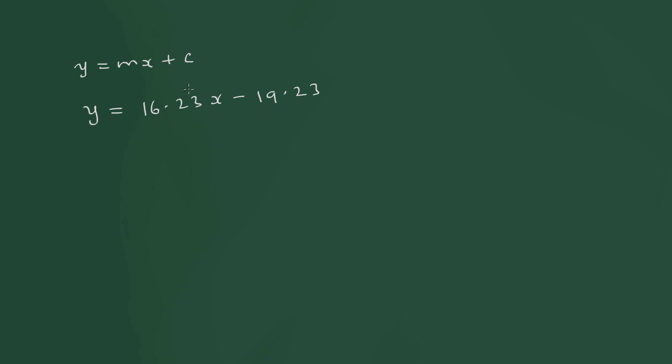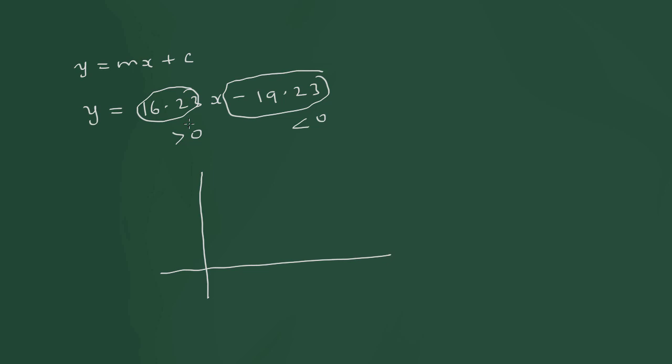What exactly we are doing is, we have some slope which is greater than 0 and we have an intercept c which is less than 0. If that is the case, how will the particular curve look like? So the appearance is very important, not the exact straight line. Exact straight line means you have to exactly draw 16.23 and minus 19.23. We are not going to do that. What we are going to do is the appearance of the straight line that looks like this.